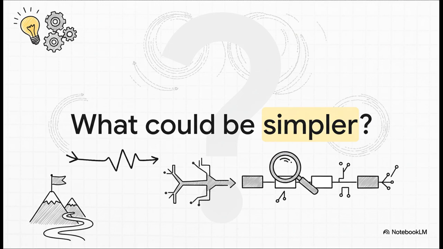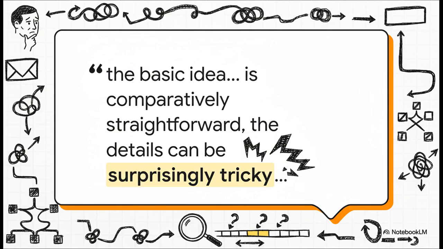I mean, seriously, what could possibly be simpler than that? It just feels like pure common sense. But this is exactly where the story gets really, really interesting. That right there, that's a warning from Donald Knuth, an absolute titan in the world of computer science. So when a guy like that says the details are surprisingly tricky, you should probably pay attention. This simple idea is hiding a whole lot of trouble.